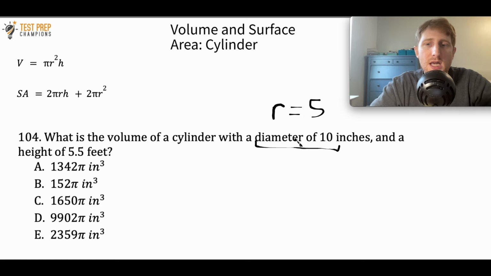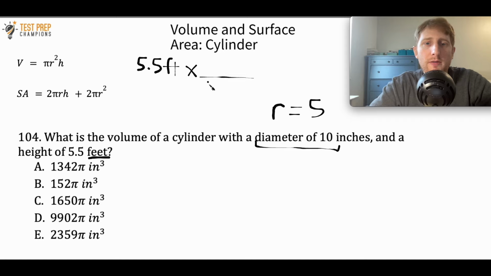Now, the next thing here is that the height is in feet, but all of the answers are in inches. So before we do our calculation, we want to take this 5.5 feet and convert it to inches. So you might be wondering, how do we do that? Well, let me show you. The fast way to do it is just to remember to multiply 5.5 by 12. And if you multiply it by 12, that is going to put you right into inches. But let me just briefly explain why that makes sense.